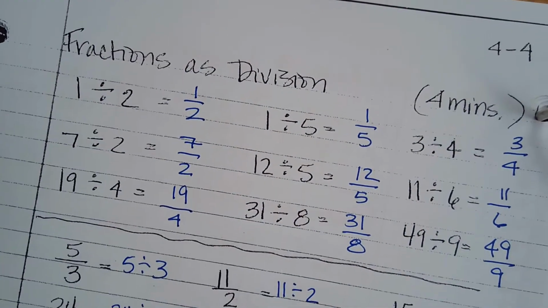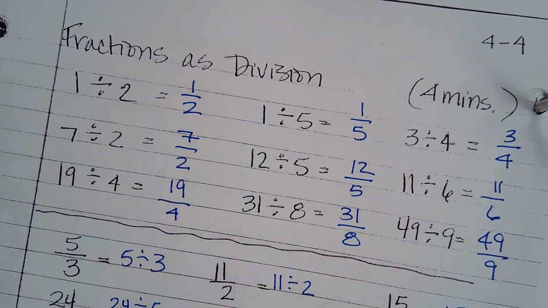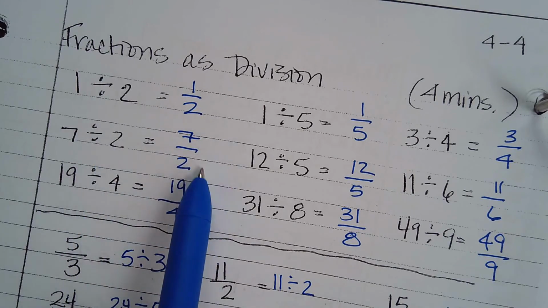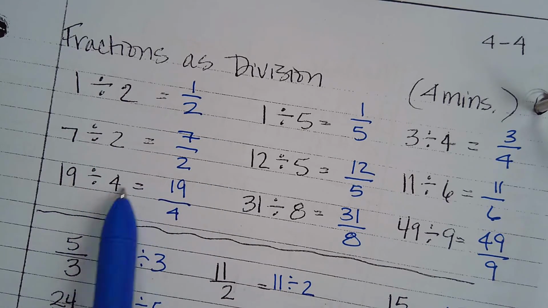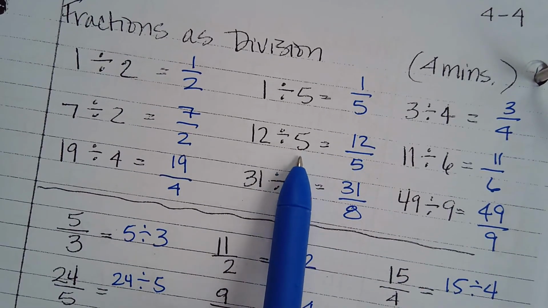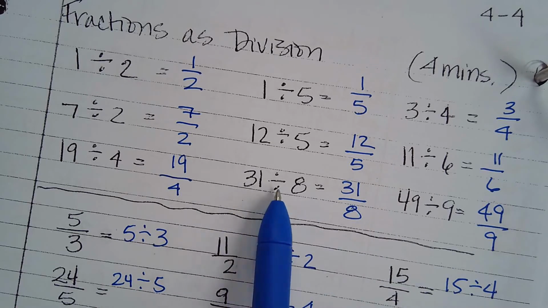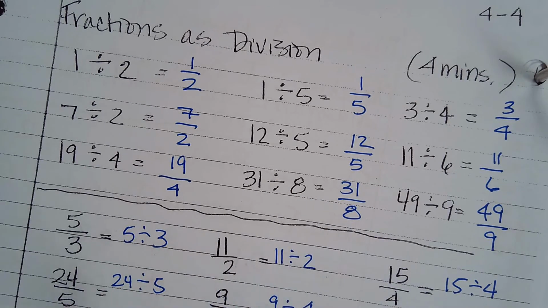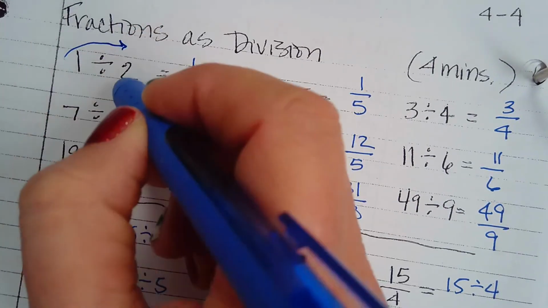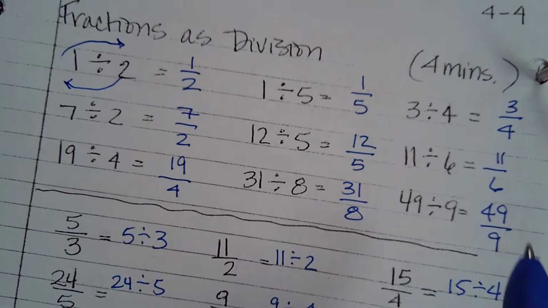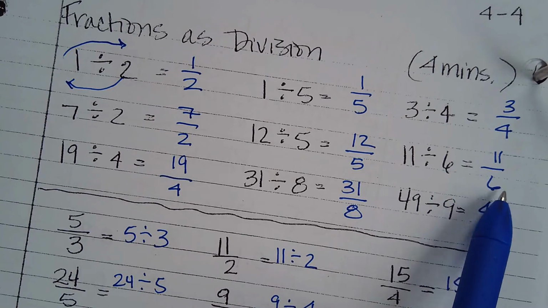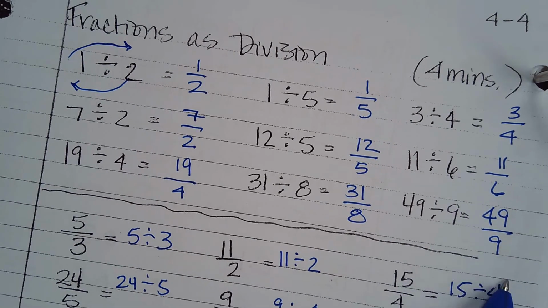All right. Fractions as division. So 1 ÷ 2 is 1/2. 7 ÷ 2 is 7/2. 19 ÷ 4 is 19/4. 1 ÷ 5 is 1/5. 12 ÷ 5 is 12/5. 31 ÷ 8 is 31/8. So you're noticing the pattern, the way that this flips up, right? 3 ÷ 4 is 3/4. 11 ÷ 6 is 11/6. 49 ÷ 9 is 49/9.